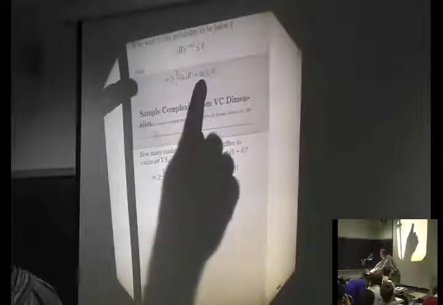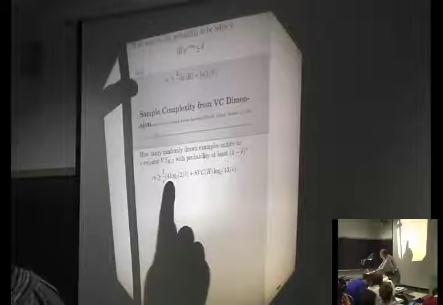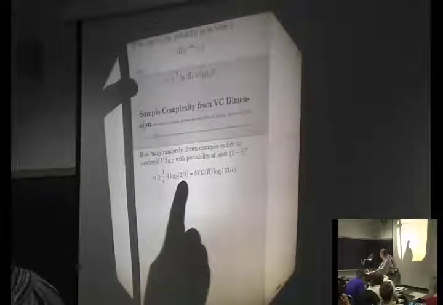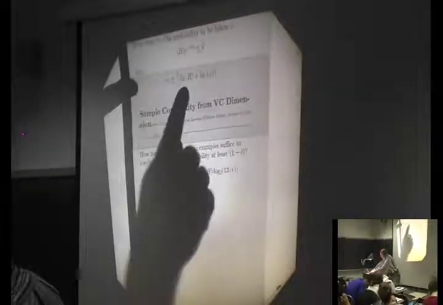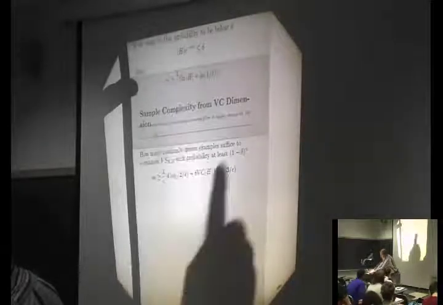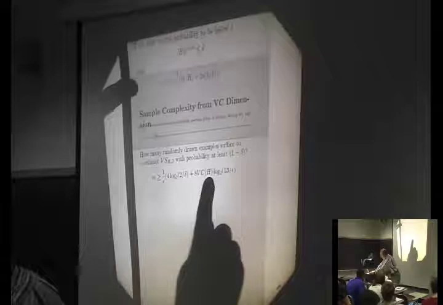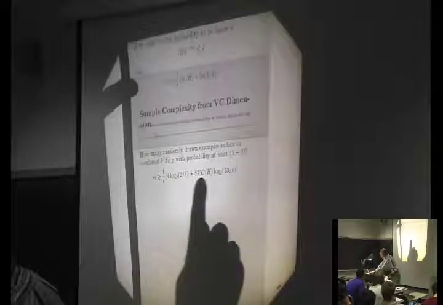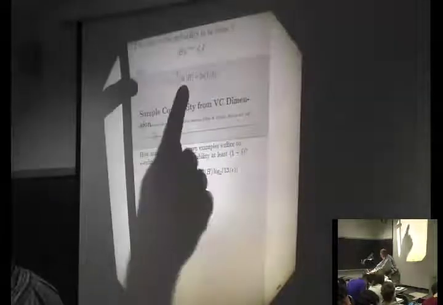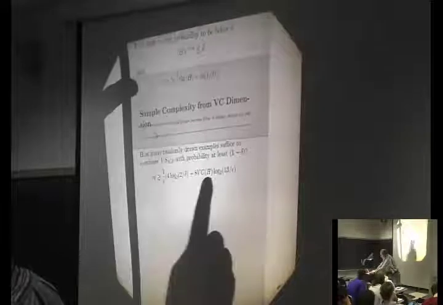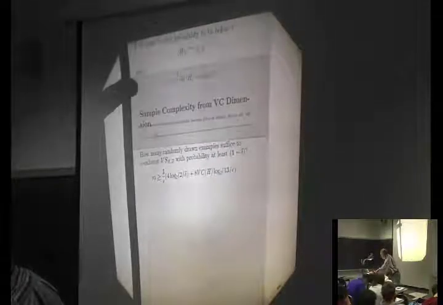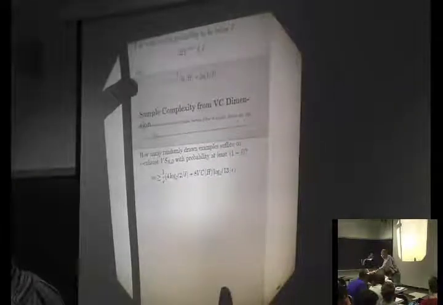You have a very similar dependence on the tolerable probability of failure. Here you have log of 1 over delta. Here you have 4 log of 2 over delta. Very similar dependence. Here you have log of the size of the hypothesis space. Here you have something that depends on the VC dimension. So the VC dimension is similar to the log of the size of the hypothesis space. And there's another component here that has to do with the error. So it's not exactly the same, but it's a very similar flavor.